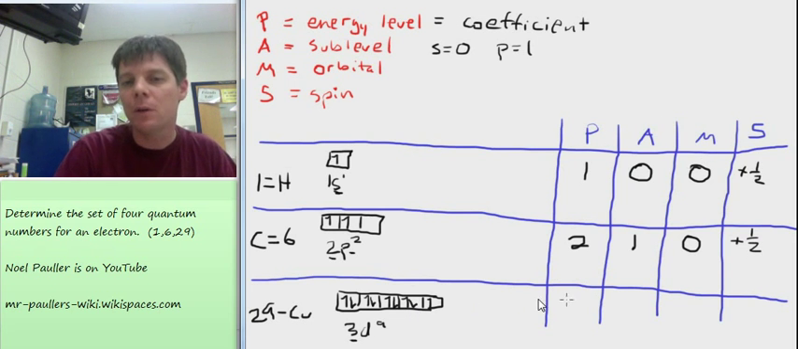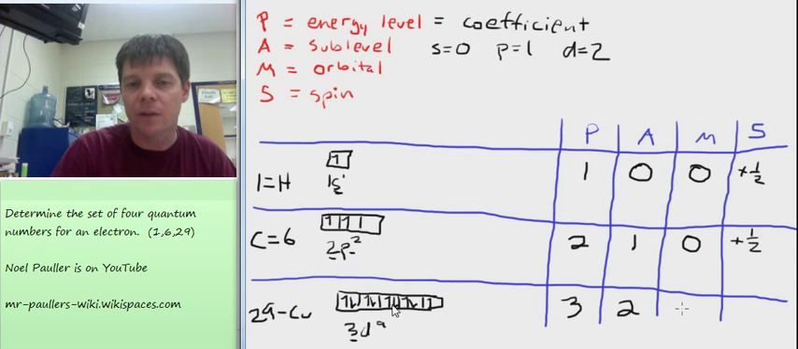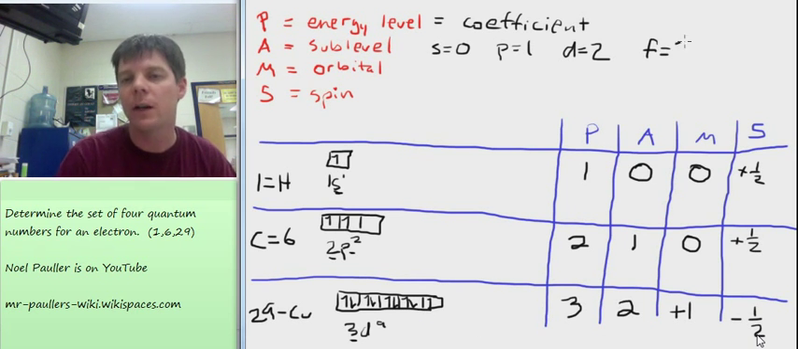My principal quantum number is 3, which comes from the coefficient 3 right here. My angular tells me the sublevel, D, is a number 2. And then I need to number my boxes: 0, -1, +1, -2, +2. So this down arrow is in the +1 orbital box. It's a down electron, so -1/2. Additional notes, if you have an electron in an F sublevel, your angular value will be 3.